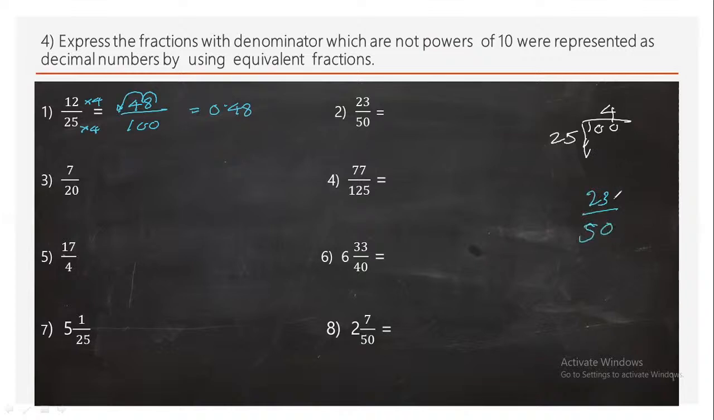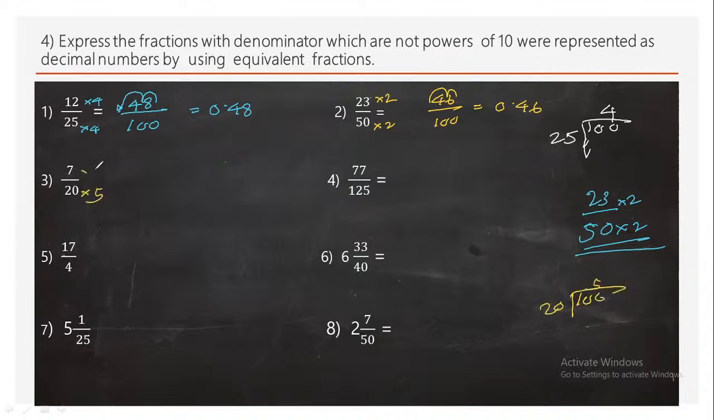So what do you have to do? You have to multiply this by 2, this by 2, to form the denominator 100. So 46 over 100, that is 2 places toward this side, 0.46. Then now look at this one, 7 over 20. It means 100 divided by 20, that is 5. This by 5, this by 5. So 7 times 5, 35 over 100. Then the answer is 0.35.